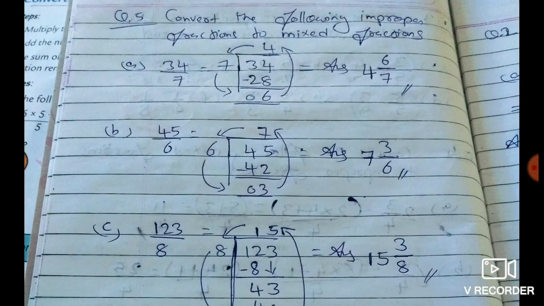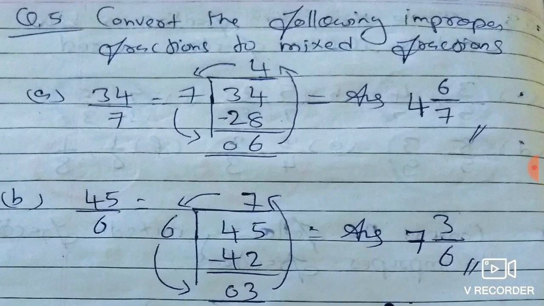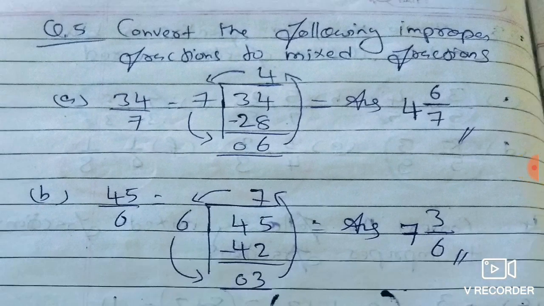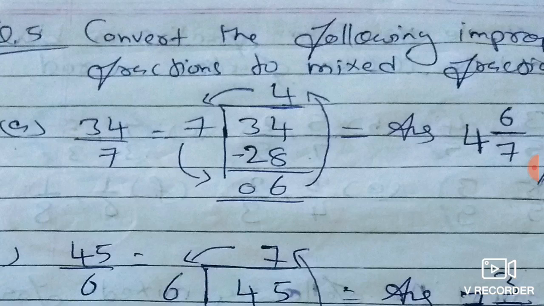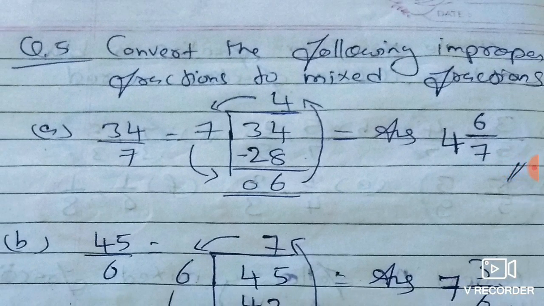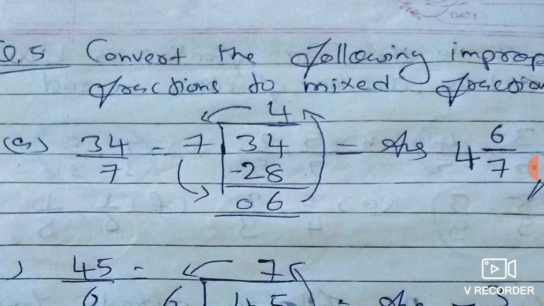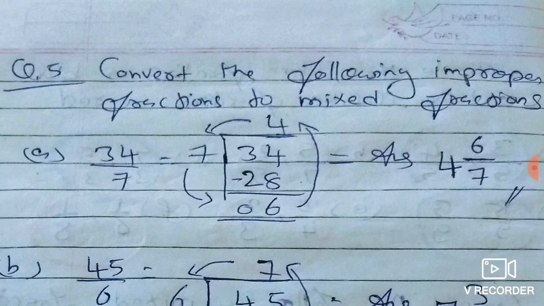Next, convert the following improper fraction to a mixed fraction. Here you can see, always use the division method and the cycling method because our question is not in the proper form. So always do the division method at the time of an improper fraction. Our question is in the form of an improper fraction. That means the denominator is smaller and the numerator is greater. So here we divide 34 by 7. 7 4s are 28. Here we subtract 28 from 34. Our remainder is 6 and the quotient is 4.